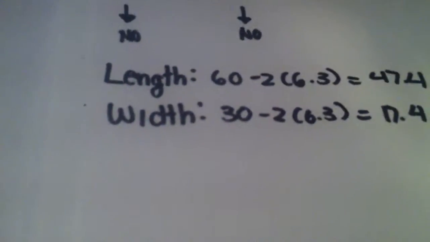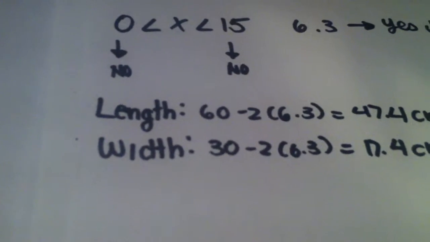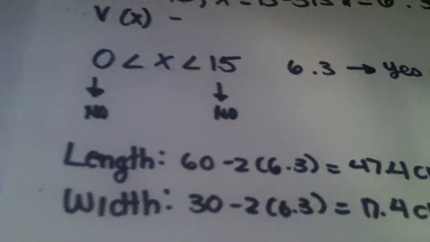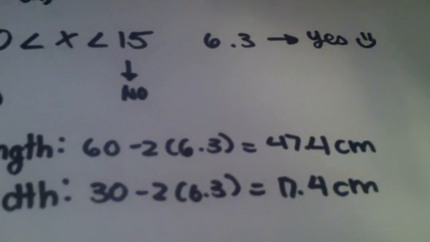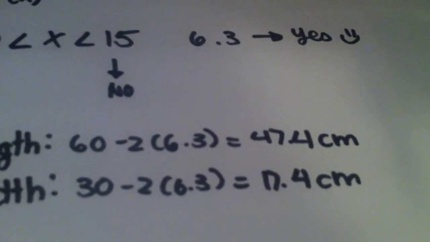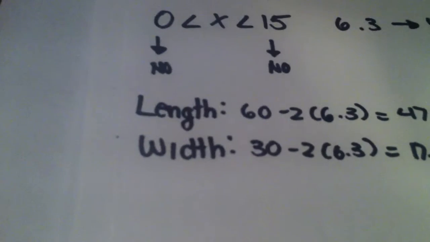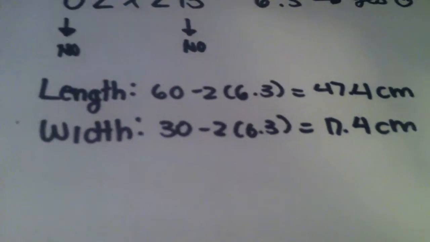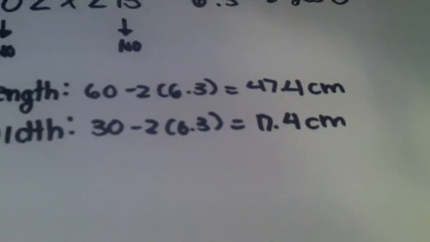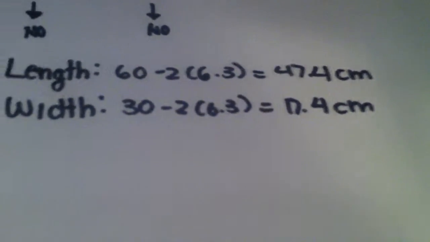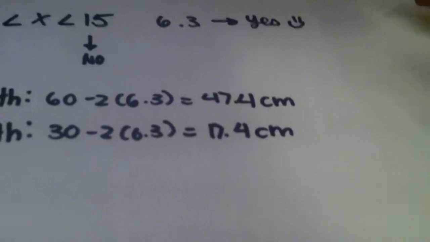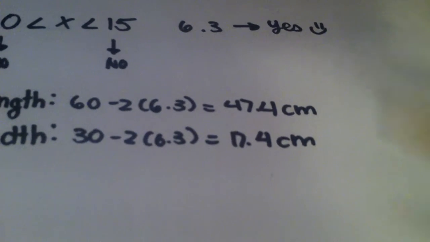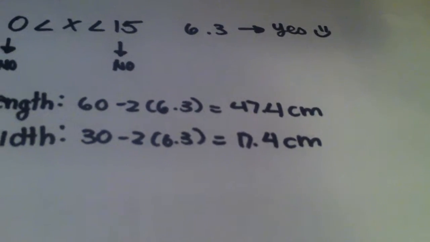And now we want to determine the length and the width of our new box. So we have 60 minus 2 times 6.3, which equals 47.4 centimeters. And then our width will be 30 minus 2 times 6.3, which will yield 17.4 centimeters. So these are the dimensions that will give us the maximum volume of the box.